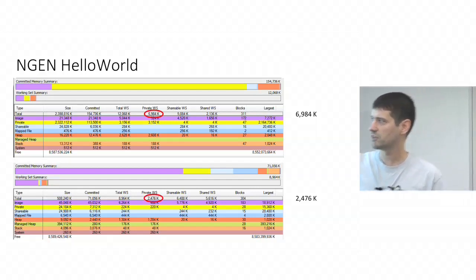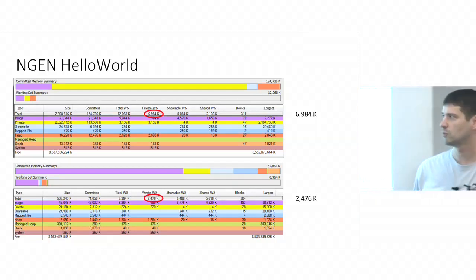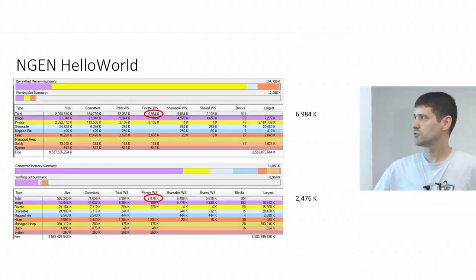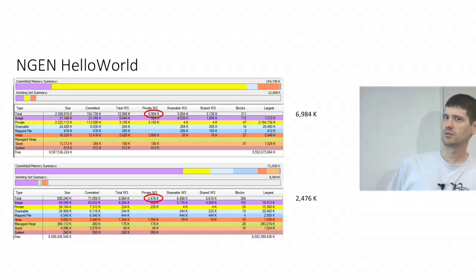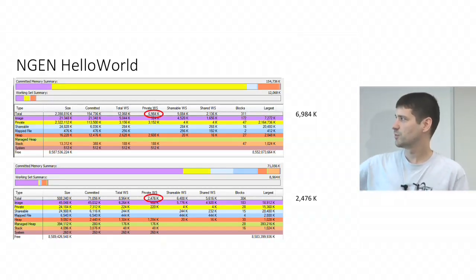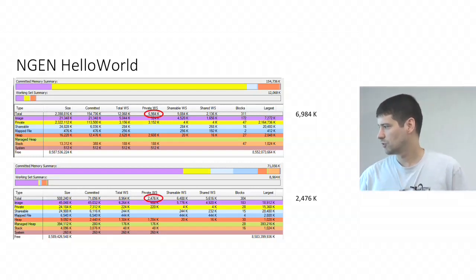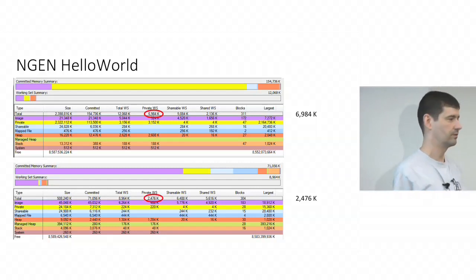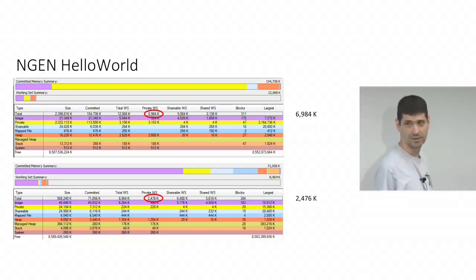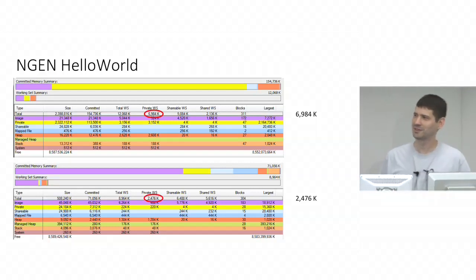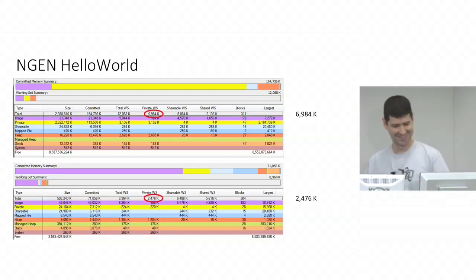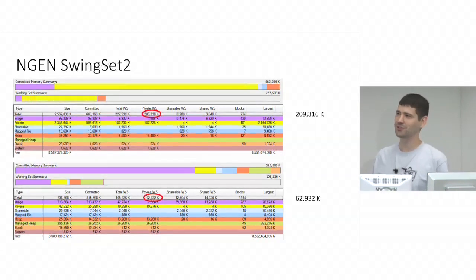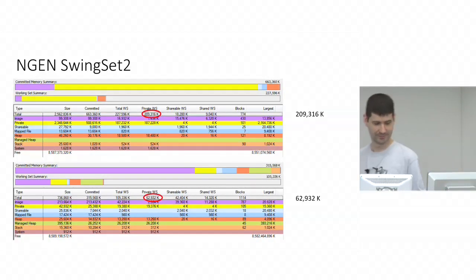The private working set, which is arguably the most important one, is for Java 7, 64-bit Java update 4, about 7 megabytes, whereas the .NET 4.0 version uses 2.5 megabytes. If you stop and think about that for a moment, both of them are completely bizarre, of course. But onto a real-world application, SwingSet2.